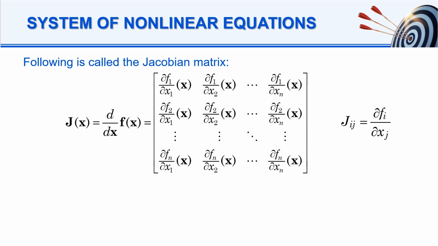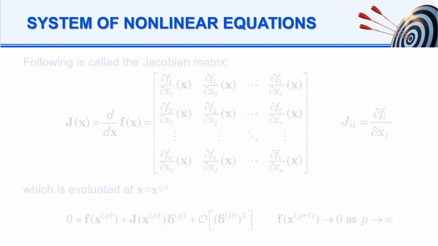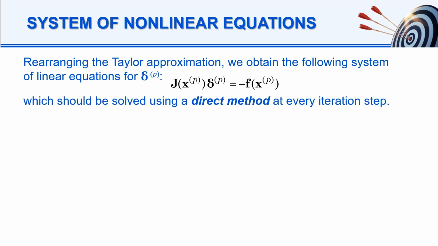If x(p+1) is sufficiently close to the true solution, the vector f(x(p+1)) will approach 0. So setting the vector of current estimates to 0, we find the linear system, which should be solved using a direct method at every iteration step, because the linear system may be ill-conditioned.